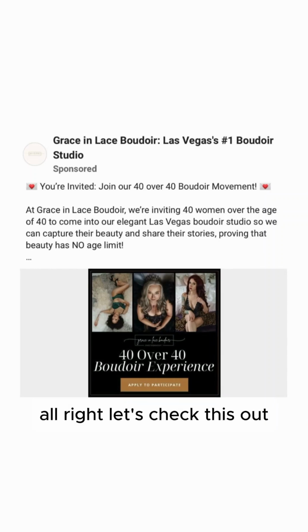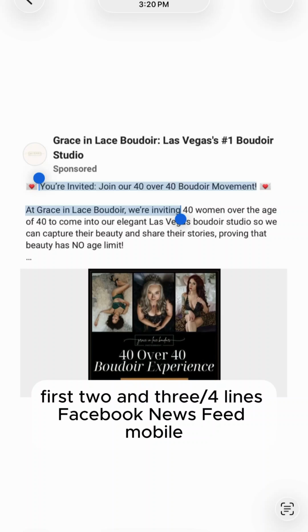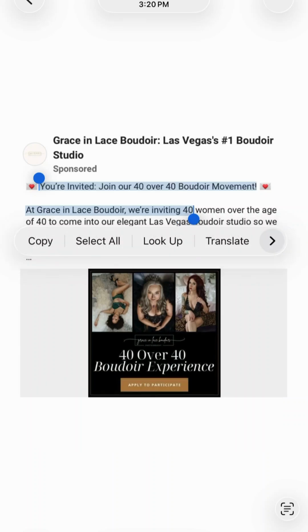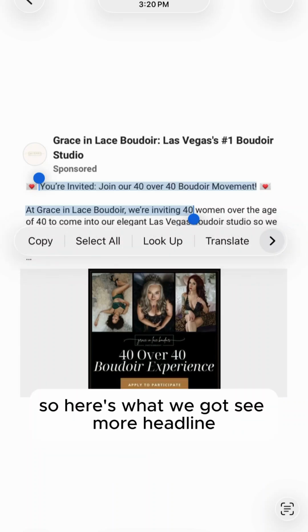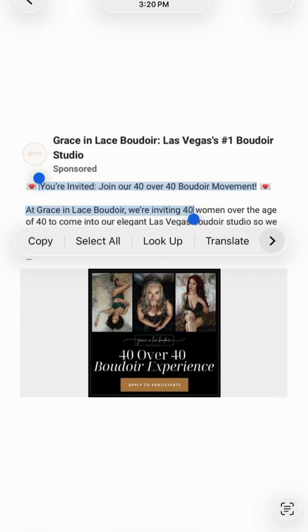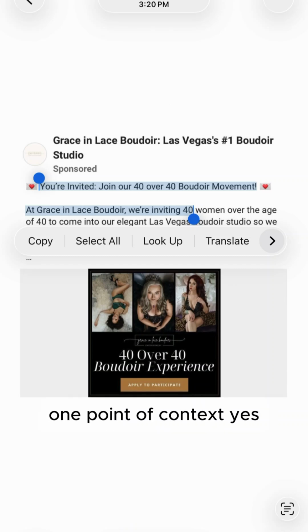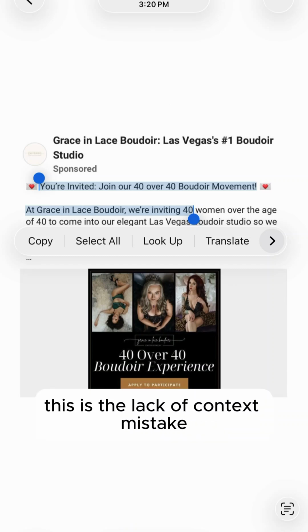All right, let's check this out. Look at the See More headline here. First 2 3/4 lines, Facebook newsfeed mobile. So here's what we got. See more headline: You're invited. Join our 40 over 40 Boudoir movement. Business Boudoir 40. All right, so we got like one element of context here, one point of context. Yeah, so it's the lack of context mistake.